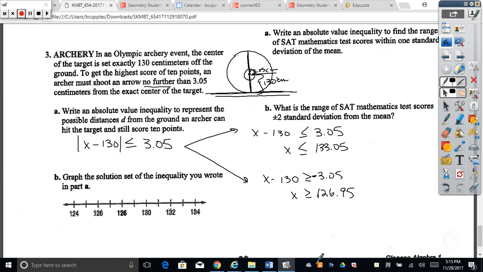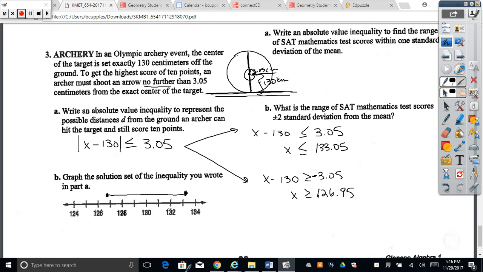So we're going to look at 133.05, just beyond 133, and 126.95, almost 127. This is the range that would give you a 10-point score shooting above the ground, as long as it's centered.